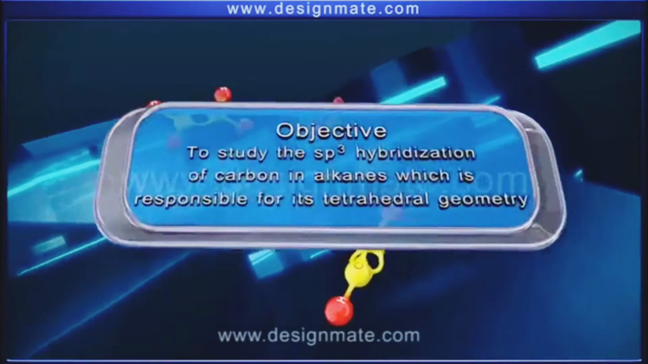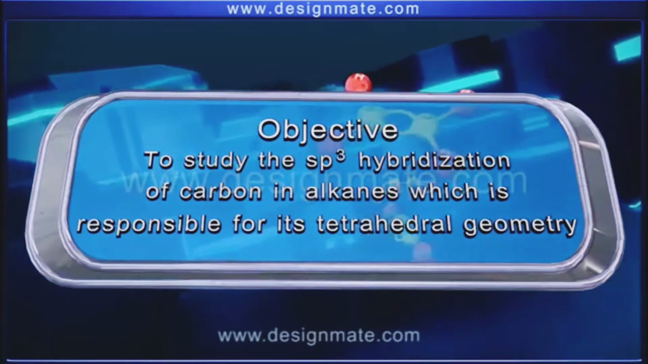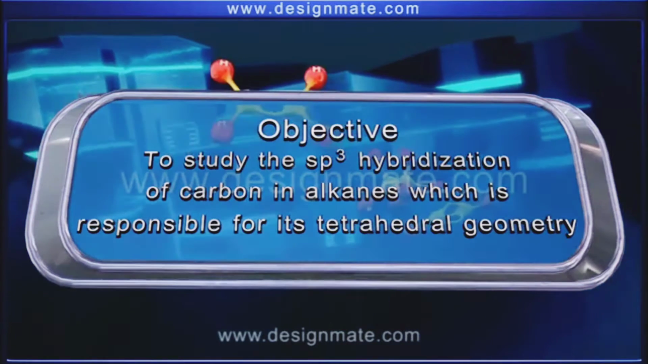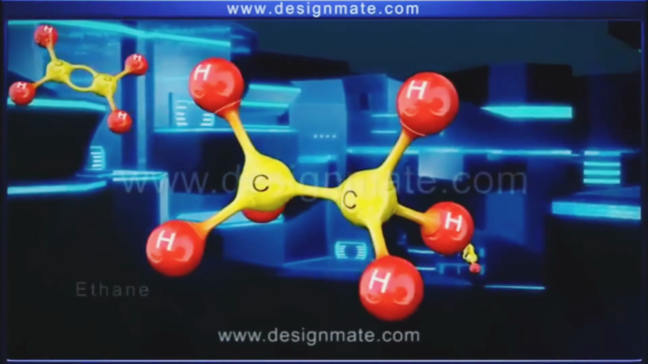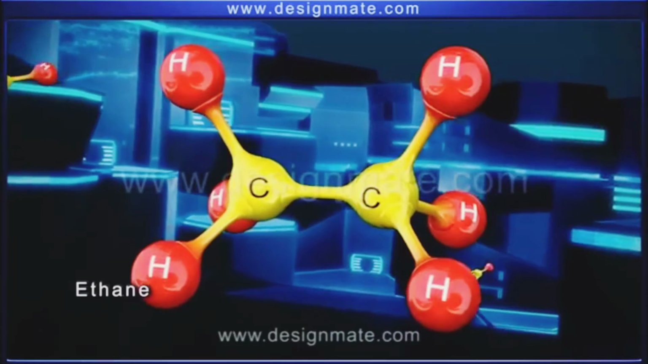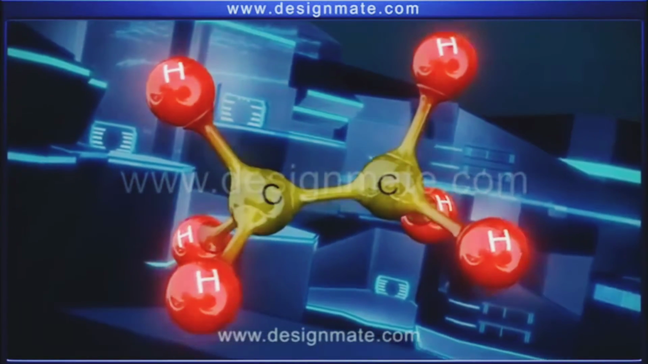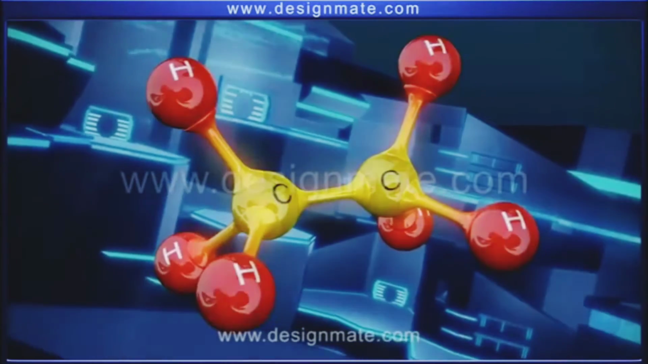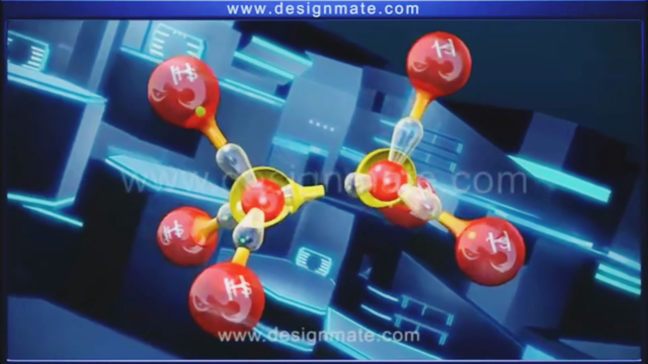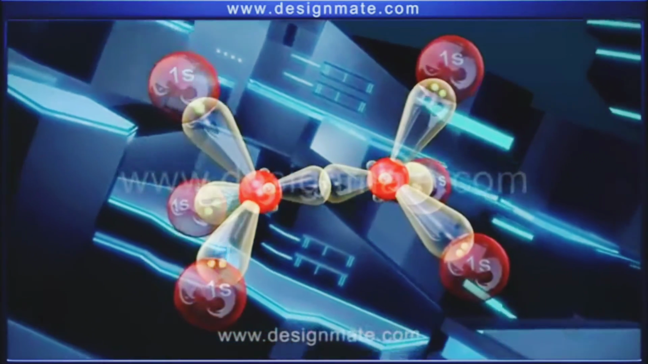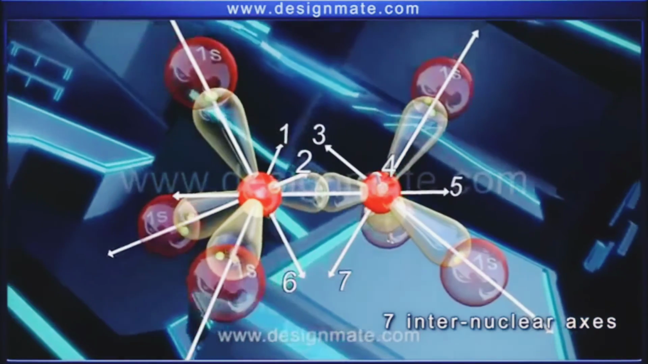In this topic, we will study the sp3 hybridization of carbon in alkanes and how it is responsible for its tetrahedral geometry. We will explain it by taking ethane again as an example. There are 2 carbon atoms and 6 hydrogen atoms joined by single bonds in this molecule. The orbital picture of ethane looks like this. We can thus visualize 7 internuclear axes between them.